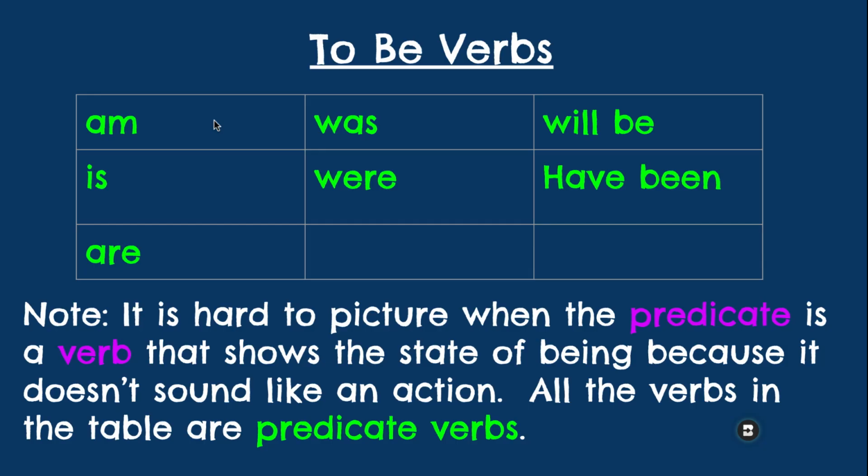Again, these can be really tricky to identify in a sentence because they don't sound like actions. So if you're having a hard time looking at a sentence and figuring out which word is the predicate or the verb, see if it's a to be one, right? Any of these specific words.